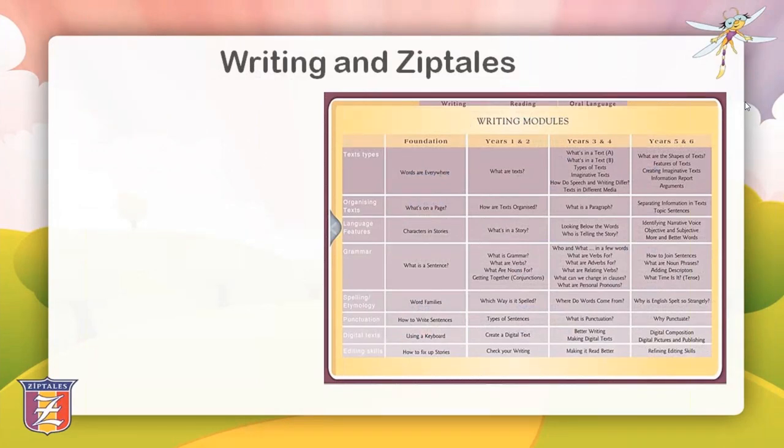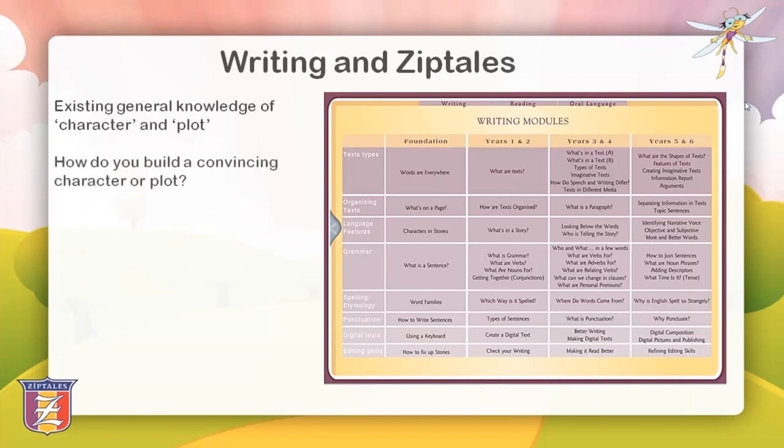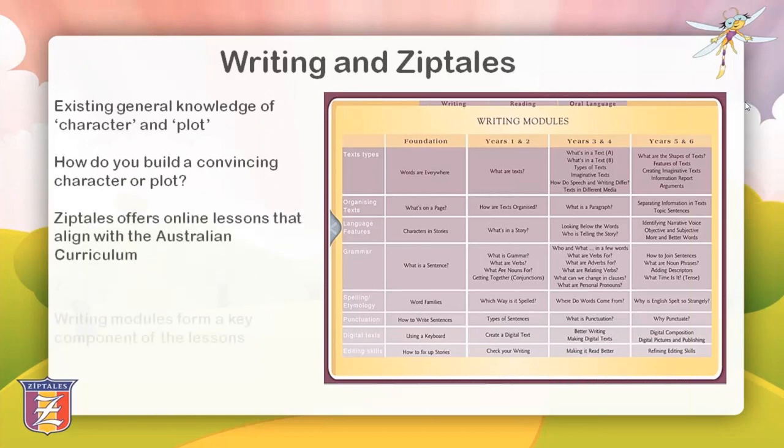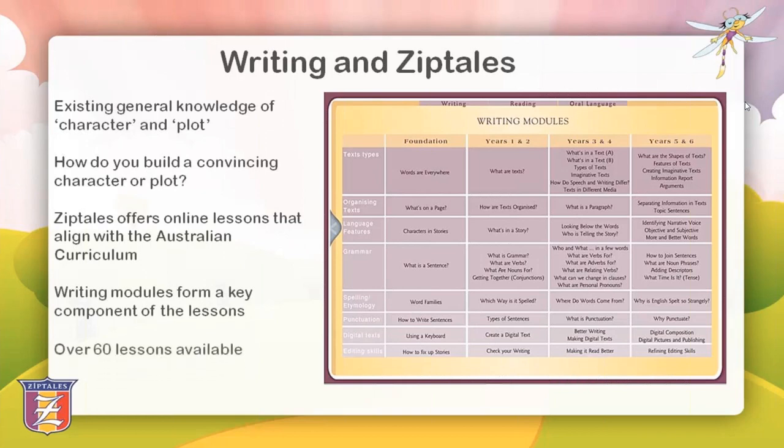Ziptales has responded to this challenge in two ways. As you will know, we have a large suite of lessons pegged to the Australian curriculum. One of the 3 modules is entirely devoted to writing. Here you will find more than 60 lessons. Examples: What's in a Story, Years 1 and 2. Imaginative Texts, Years 3 and 4. What is a Paragraph, Years 3 and 4. Who is Telling the Story, Years 3 and 4. Creating an Information Report, Years 3 and 4. Topic Sentences, Years 5 and 6. Refining Editing Skills, Years 5 and 6.